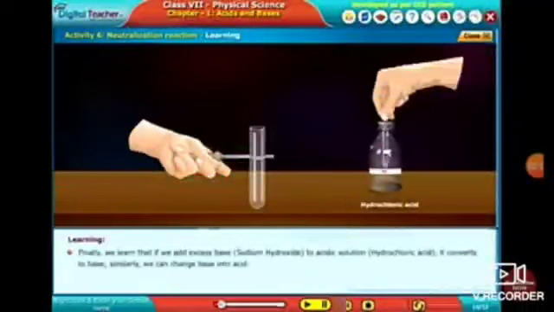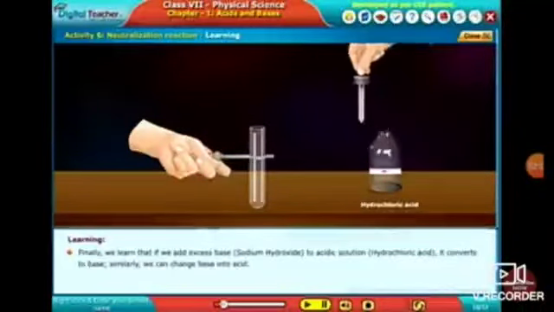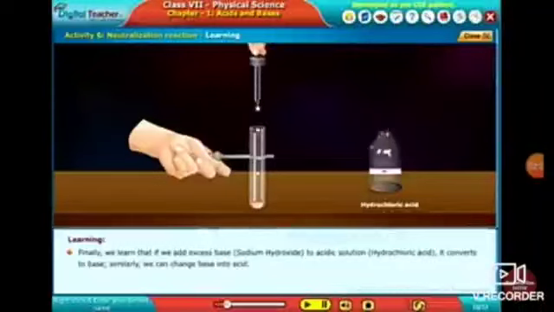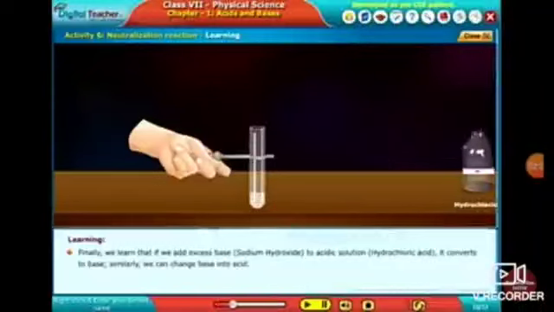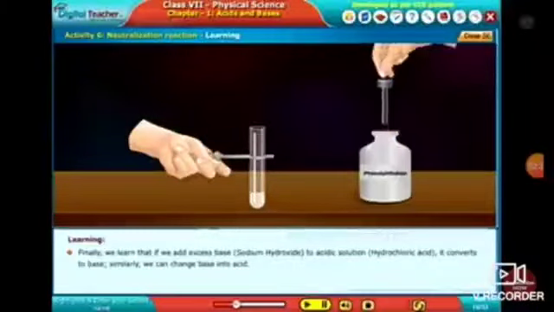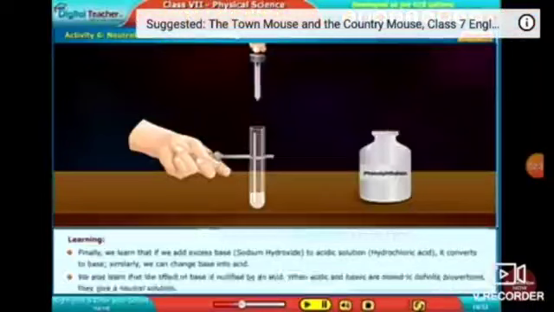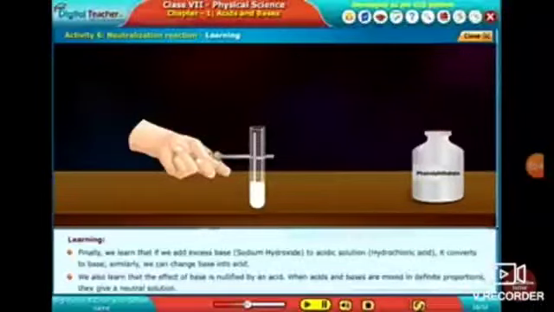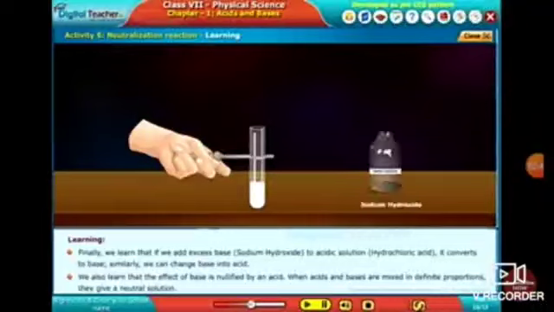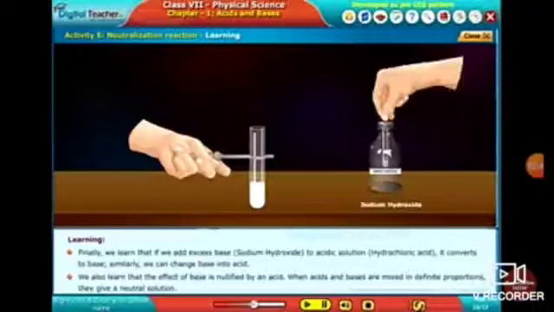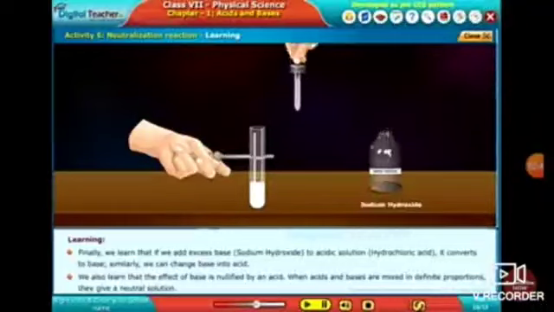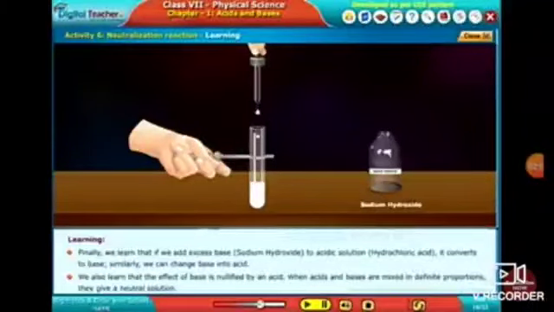Finally, we learned that if we add excess base, that is sodium hydroxide, to acidic solution, hydrochloric acid, it converts to base. Similarly, we can change base into acid. We also learned that the effect of base is nullified by an acid. When acids and bases are mixed in definite proportions, they give a neutral solution.